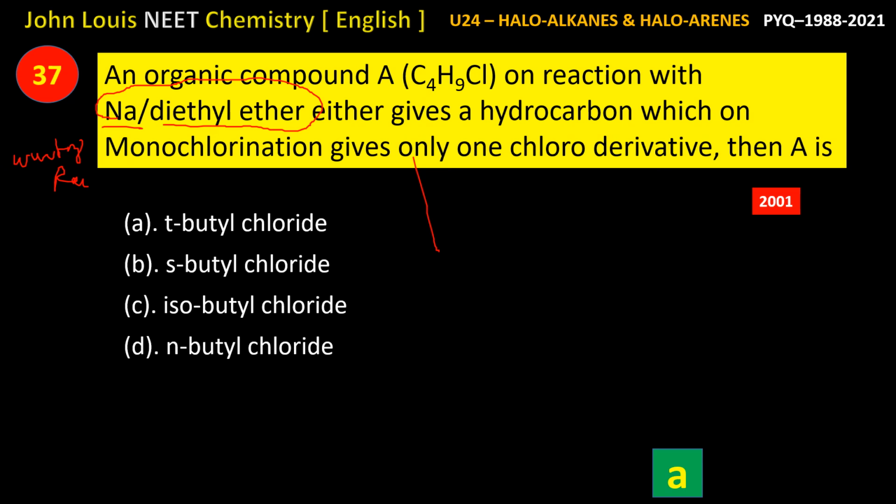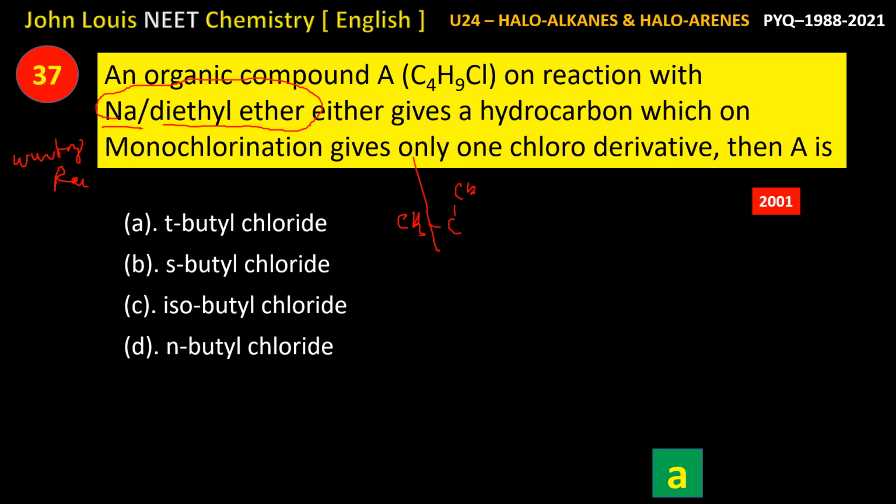First it undergoes the Wurtz reaction with sodium and diethyl ether, and then the product undergoes chlorination only one time, that is what monochlorination is. So only one type of monochlorination takes place, then what could be the compound A? Okay, now let us take tertiary butyl chloride. So what is tertiary butyl chloride?